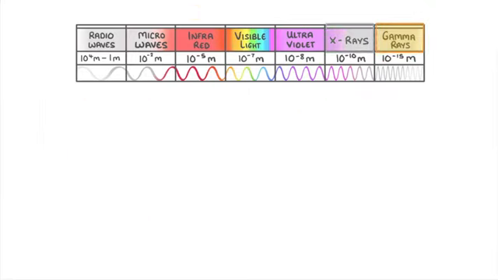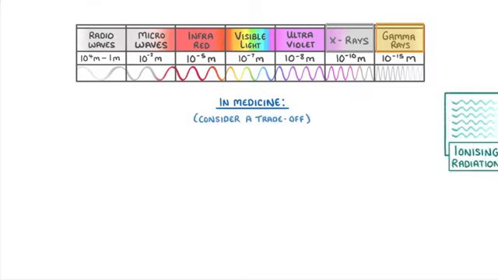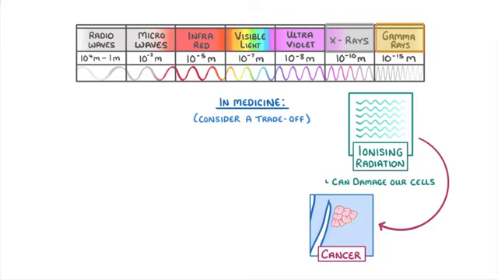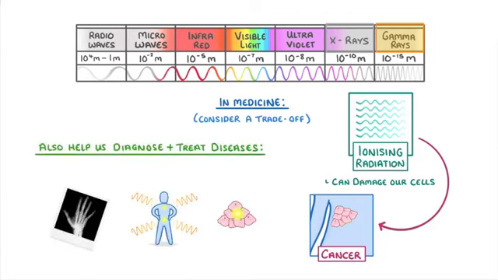Whenever we use X-rays and gamma rays in medicine, we always have to consider a trade-off. Both of them are types of ionizing radiation, which can damage our cells, and in rare cases lead to cancer. However, they also help us to diagnose and treat diseases, so it's often worth the risk. It just means that we have to weigh up the pros and cons for each individual case.